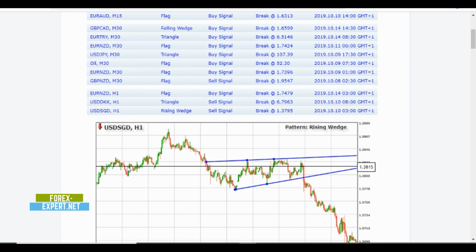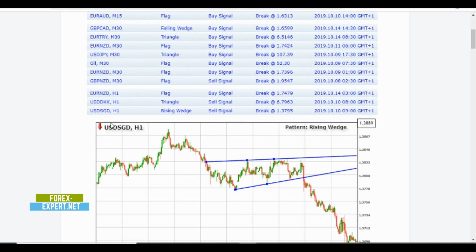Since I am a very busy guy, I don't have a lot of time to scan the markets. I like to save my time, and I take advantage of online tools like this. So let's start. Let's take a look at the first trade.